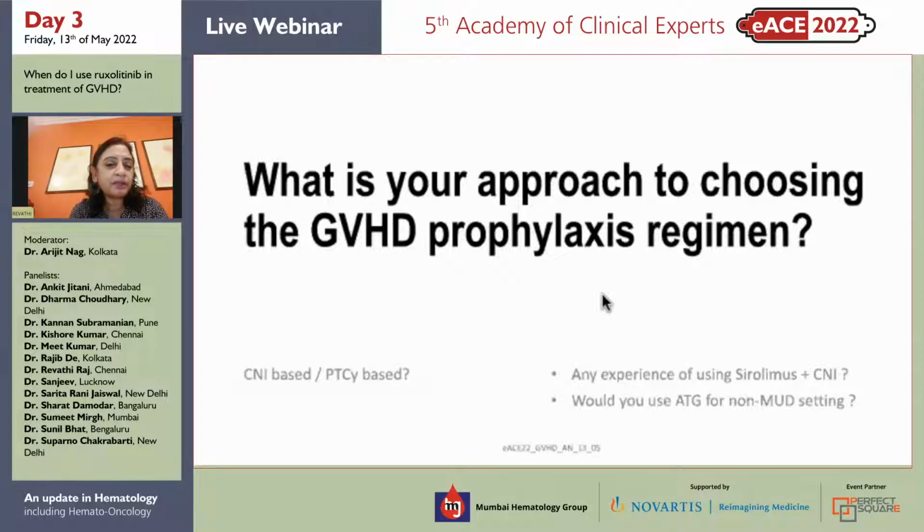Haven't yet picked up the courage to use it in routine transplants other than haplos. So not in the MUD setting or in the sibling upfront transplant setting so far, but we are looking into it.